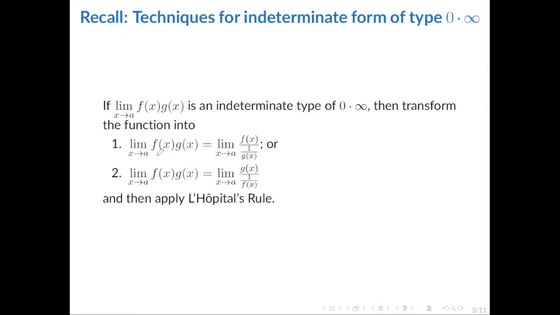So kung mapapansin ninyo, yung isa sa mga function, in-express lang natin siya as a fraction. So, ito siya. So, pwedeng yung kahit alin doon sa dalawang function, no? So, pwede si f yung nasa taas, pwede ring si g yung nasa taas. Then, pag ganito na yung form niya, pwede na natin i-apply yung L'Hopital's rule.